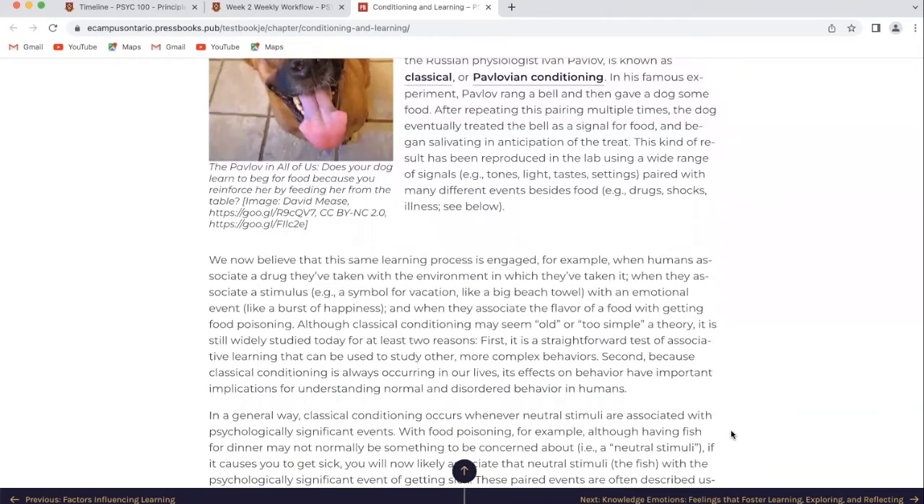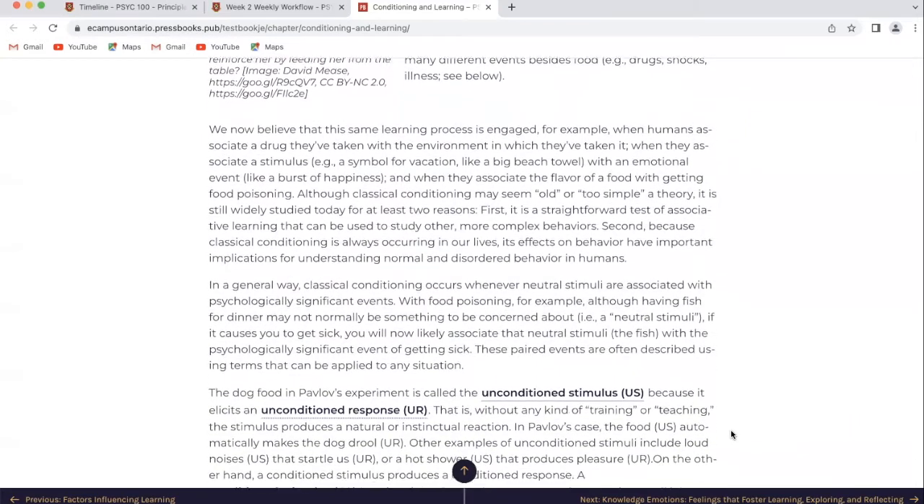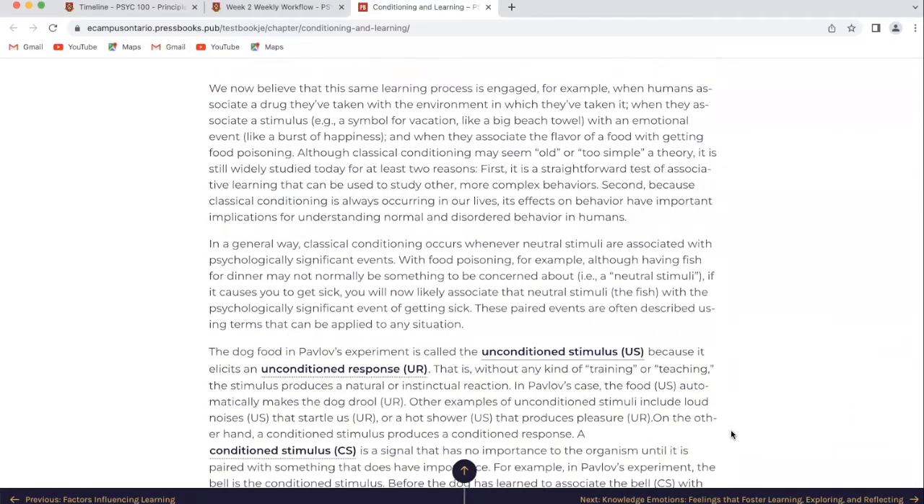This kind of result has been reproduced in the lab using a wide range of signals, for example, tones, light, taste, settings, paired with many different events besides food. For example, drugs, shocks, and illness. We now believe that this same learning process is engaged, for example, when humans associate a drug they've taken with the environment in which they've taken it. When they associate a stimulus, for example, a symbol for a vacation, like a big beach towel, with an emotional event, like a burst of happiness, and when they associate the flavor of food with getting food poisoning.